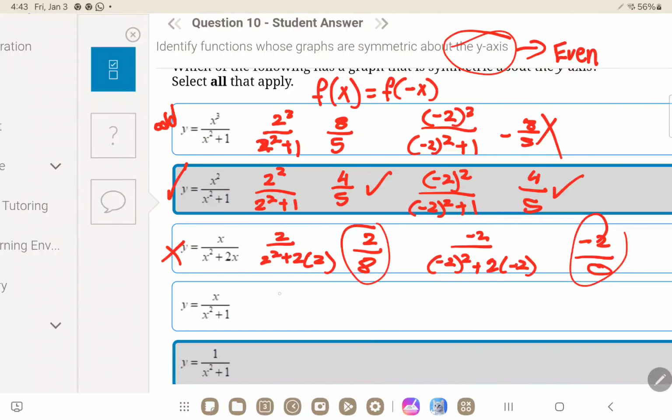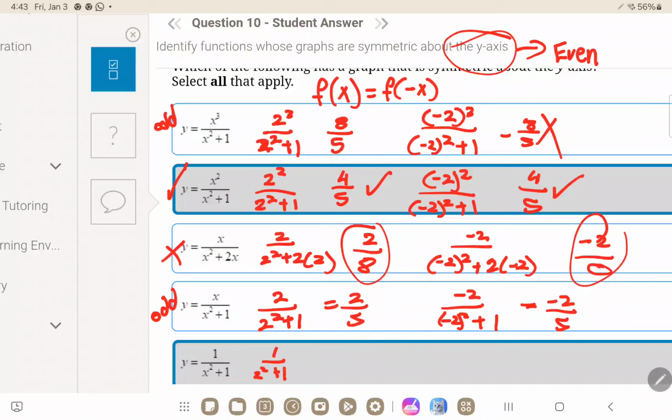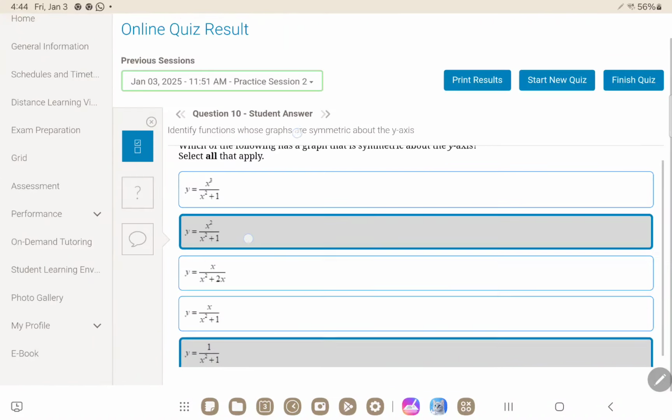Now here, 2 over 2 squared plus 1 gives you 2 over 5, and negative 2 over negative 2 squared plus 1 gives you negative 2 over 5. So this is again odd, not even. Here, 1 over 2 squared plus 1 is going to give you 1 over 5, and 1 over negative 2 squared plus 1 gives you 1 over 5, making it even. Now we're done with this question. Let's move on.